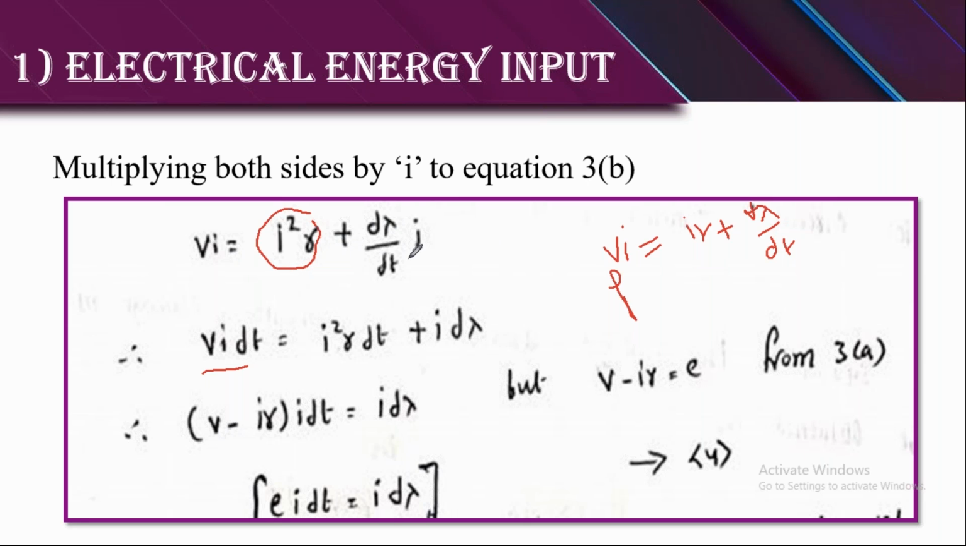ఓకేనా. Now if you cross multiply this equation, VI dt equals I square R dt plus I into d lambda. Now bring the dt terms on both sides. Now you will get this equation equal to I into d lambda. Now we have the equation V equals E plus IR. Now instead of V minus IR you can write E, right? So this is the equation we obtained from equation 3a. Then finally we will get E into I dt equals I d lambda. So reference it is equation 4.